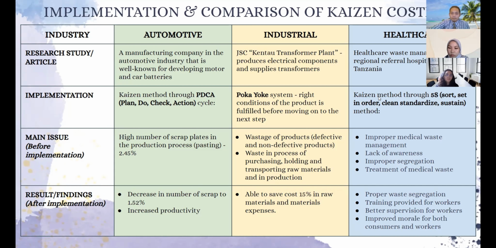The Poka Yoke system ensures that all the right conditions of the product are fulfilled before moving on to the next step, which means that at every level of production, there is constant checking or evaluation being done, so that any defective products detected at each level can be eliminated immediately, instead of waiting for the product to be fully finished and only then the elimination process takes place.